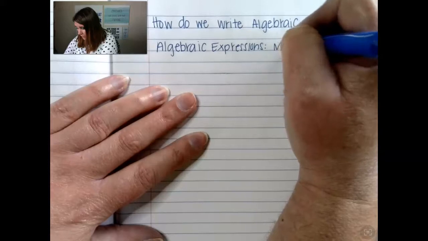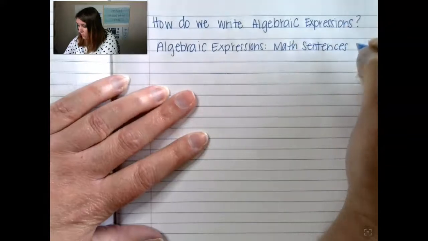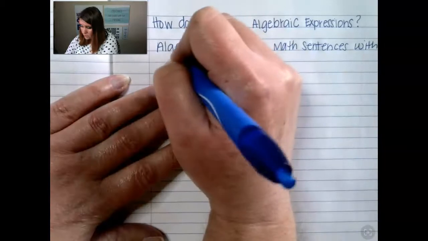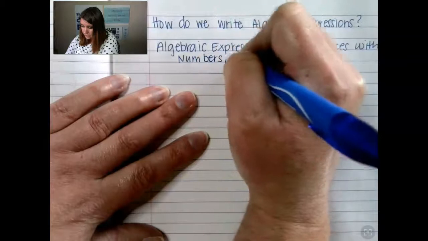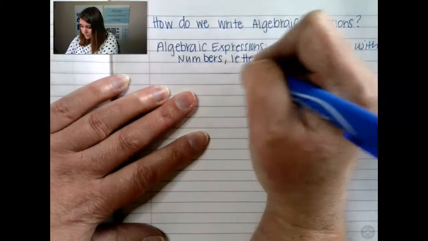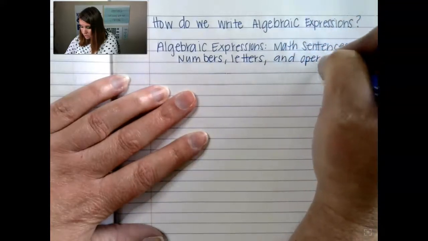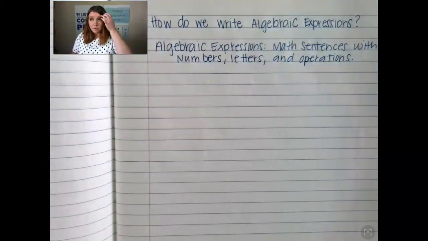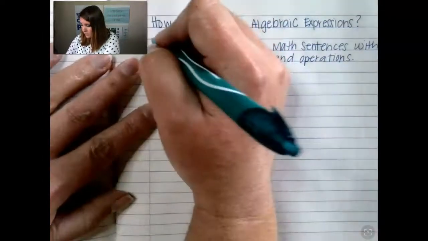So math sentences that will have numbers, letters, that's the algebra, and operations. There we go, operations. Okay, so we want to make sure that when we are using algebra that we have those three things in there.